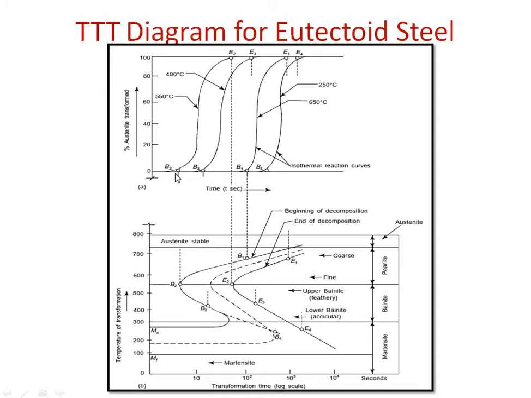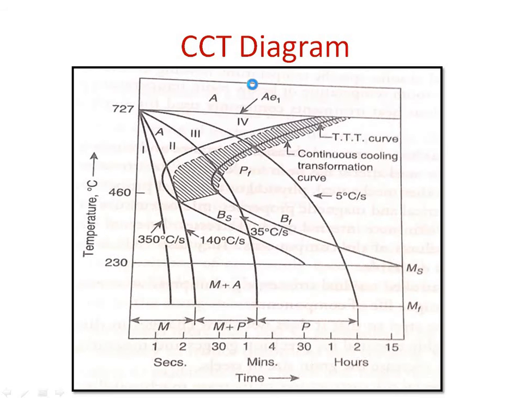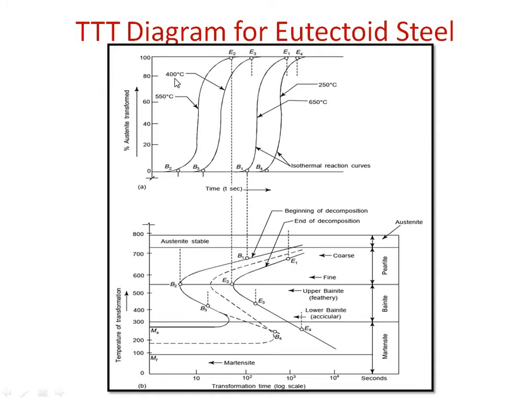Point B2 indicates the beginning of transformation at 550 degrees Celsius, whereas point E2 indicates the end of transformation at 550 degrees Celsius. Point B3 indicates the beginning of transformation at 400 subcritical temperature. Point E3 indicates end of transformation at subcritical temperature of 400 degrees Celsius. Point B4 indicates beginning of transformation at 250 degrees Celsius, and point E4 indicates end of transformation at 250 degrees Celsius.